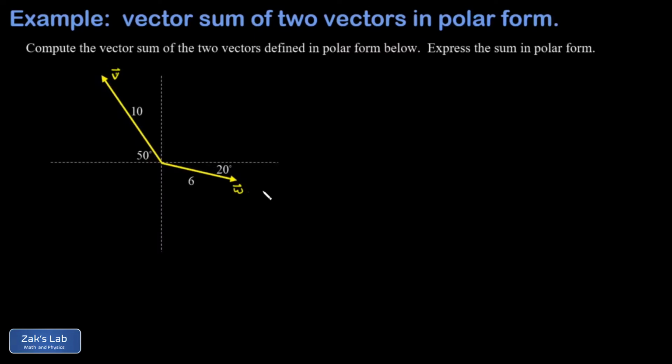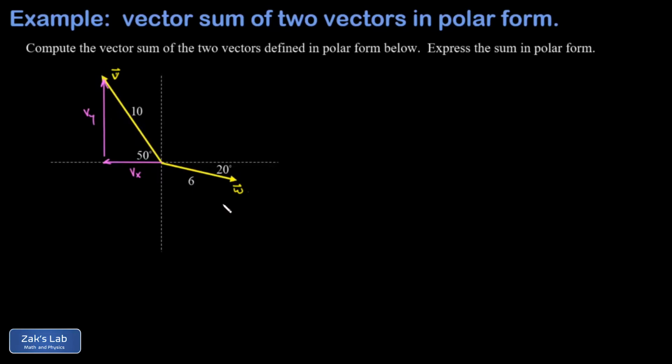And then the whole procedure for this is to break V and W into their x and y components. We use a minus sign on any x component that points to the left. We use a minus sign on any y component that points down. And then we add up all the components to find the total components of the vector sum, and then we'll use right triangle trig to express that in polar form. So we break everything into components.